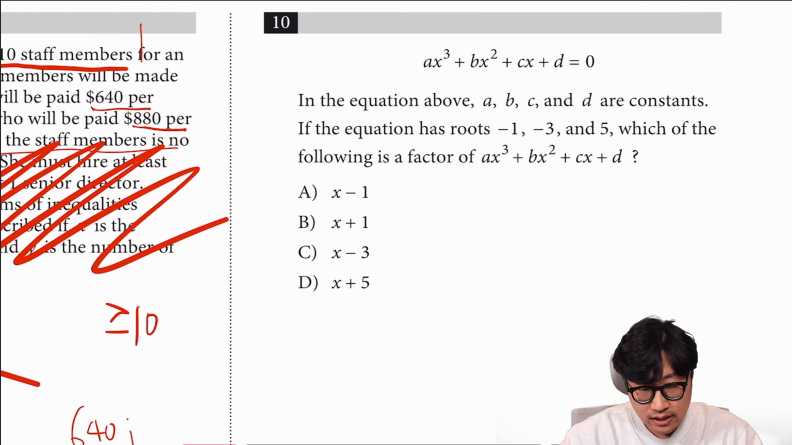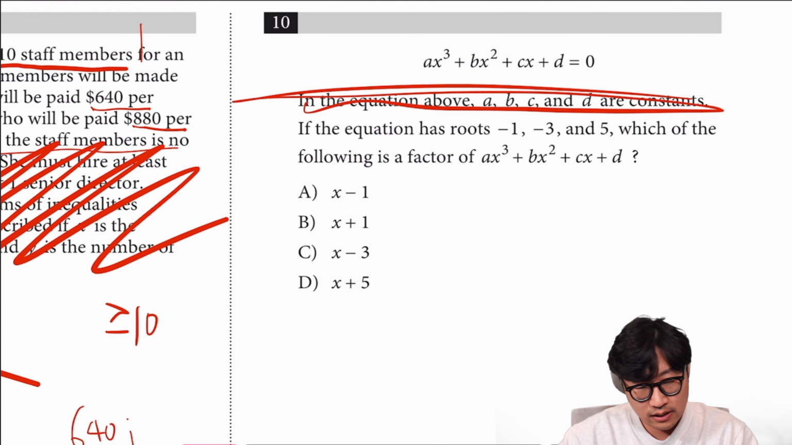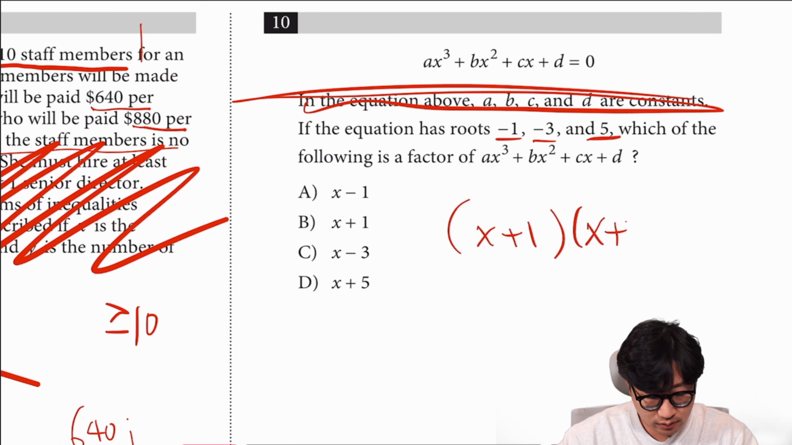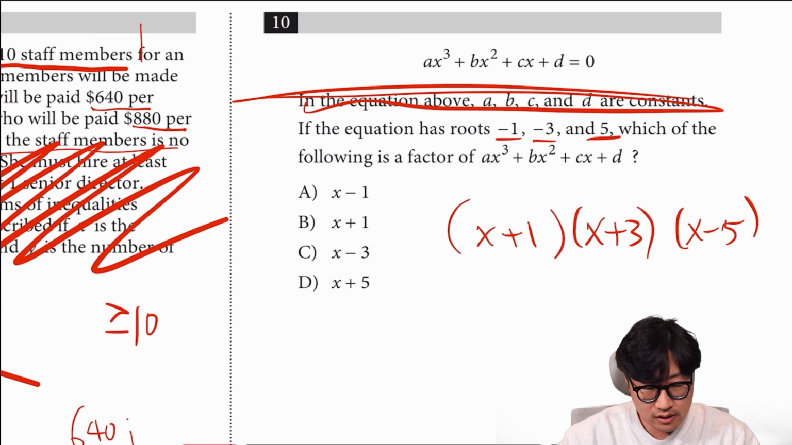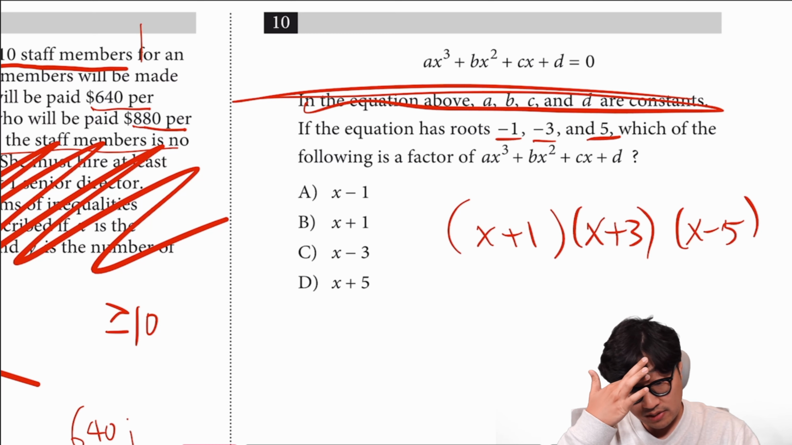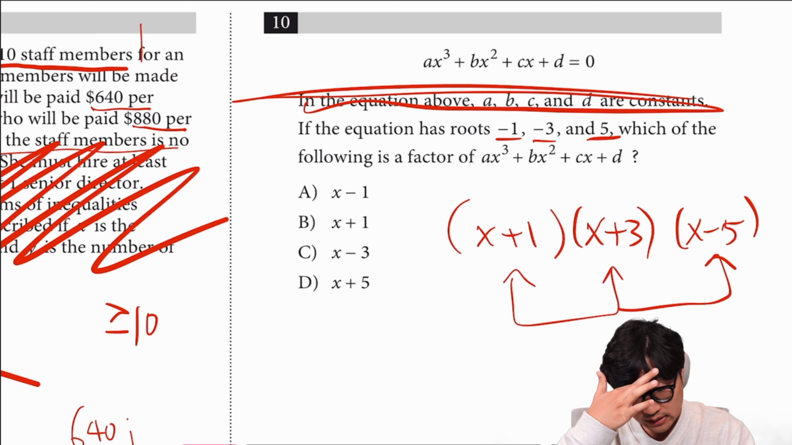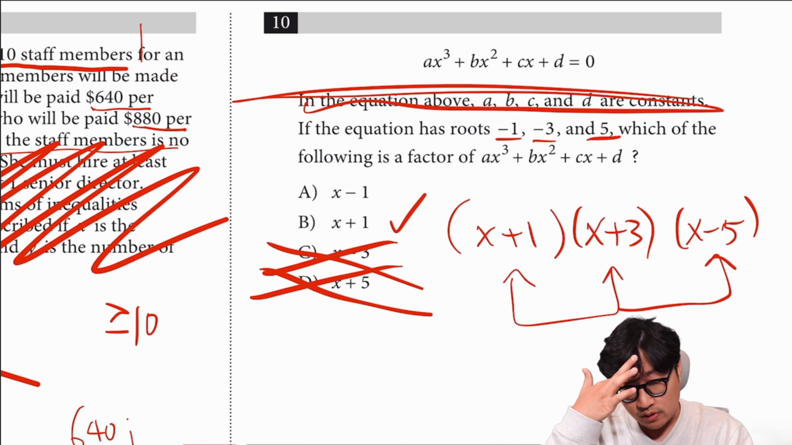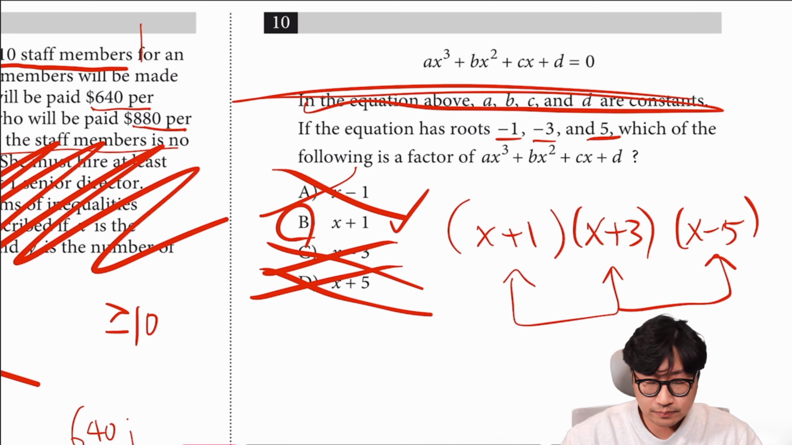Number 10. In the equation above, and so on. The equation has roots -1, -3, and positive 5. That probably came from x plus 1, x plus 3, and x minus 5. So which of the following is a factor? All three of these are factors, so whichever one appears. So x plus 5? No, it should be x minus 5. It should be x plus 3. X plus 1, there it is. Yeah, no, x minus 1.